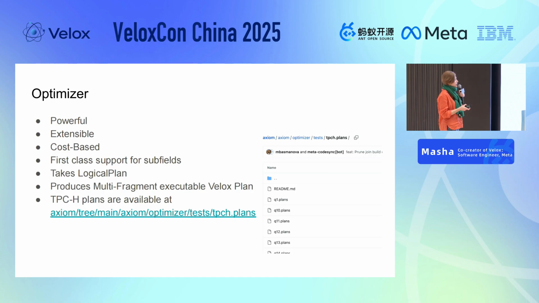If you're curious about where we are, how far along we are, we have the TPCH plans produced by the current optimizer available on GitHub.